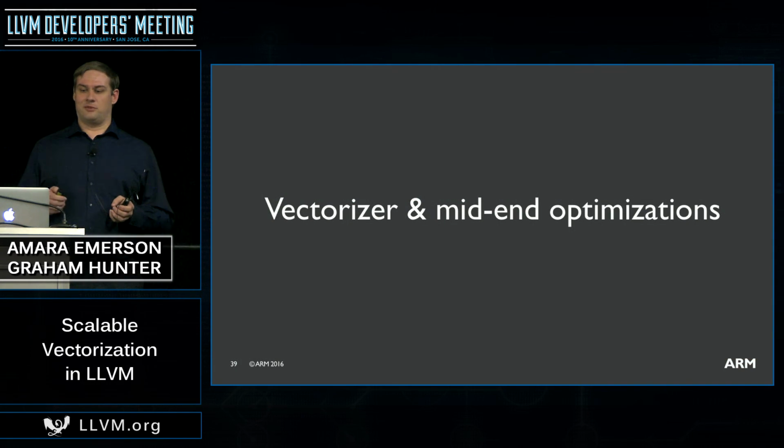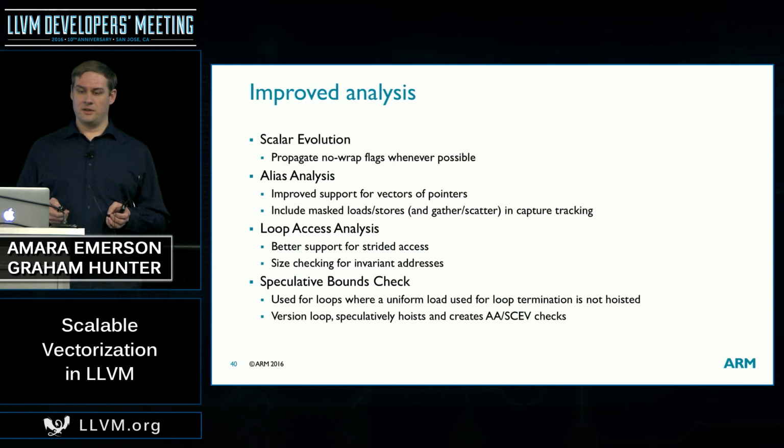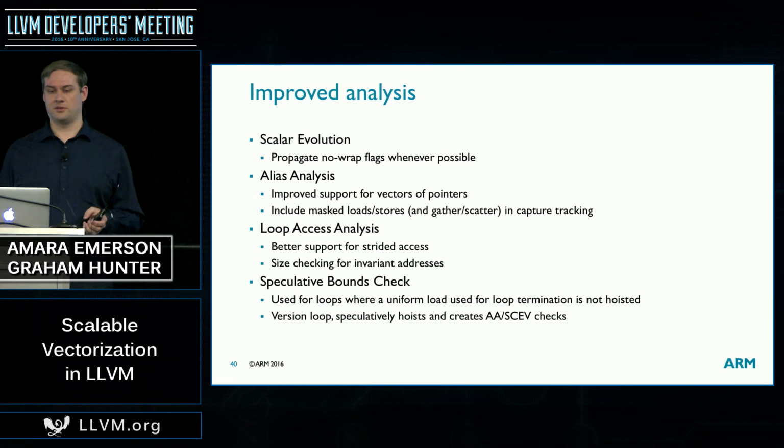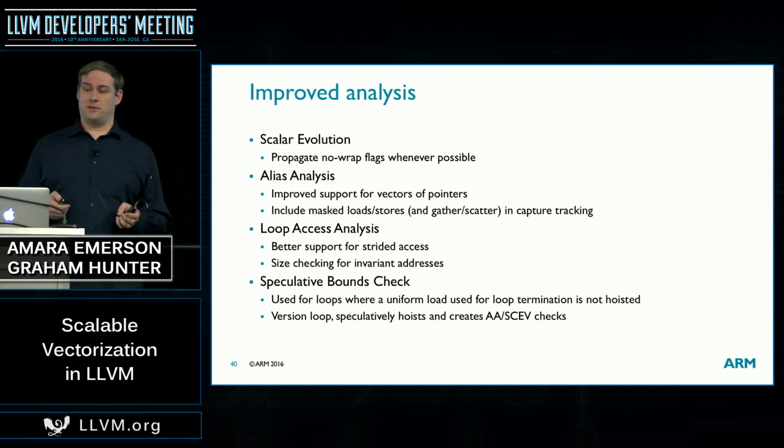But we haven't just spent the last 2 years supporting this. We've also improved vectorized code and removed some of the obstacles we found to vectorization. So for scalar evolution, we found several cases where no wrap flags were dropped, and we've gone as far as even disabling some optimizations to keep them there because it helps us generate much better code later on. For alias analysis, we've improved support for vectors of pointers, and we've taught capture tracking about mask loads and stores.